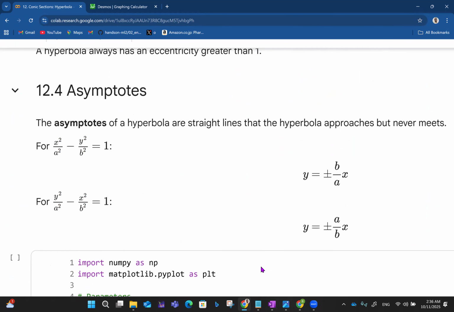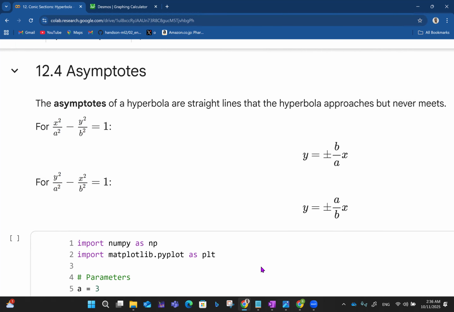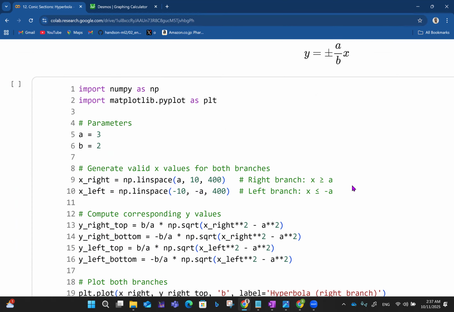Then we have asymptotes. The asymptotes of a hyperbola are straight lines that the hyperbola approaches but never meets. So for the one about the x-axis, you have x squared over a squared minus y squared over b squared equals 1. The asymptote will be y equals plus or minus b over a x. For y squared over a squared minus x squared over b squared equals 1, about the y-axis, the asymptote will be y equals plus or minus a over b x. So you just switch over the a and b, basically, and you get it for the other axis.